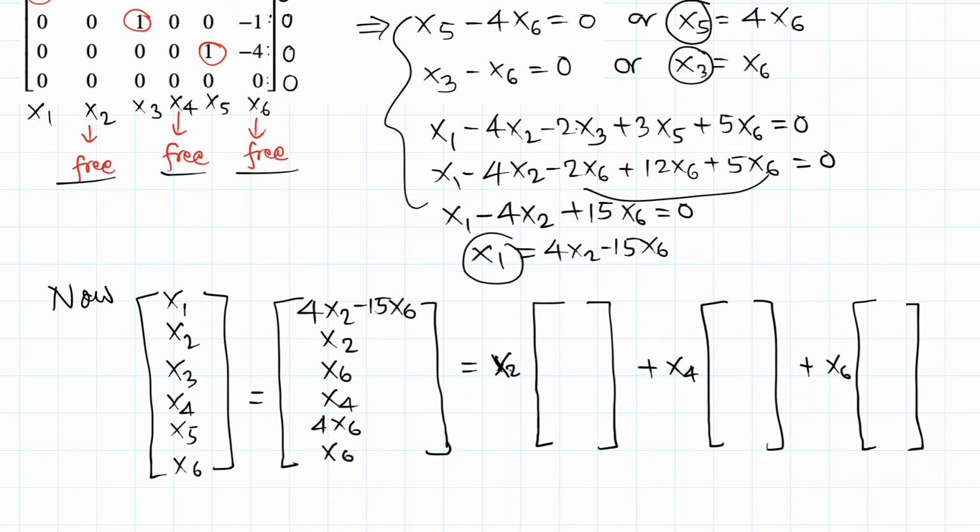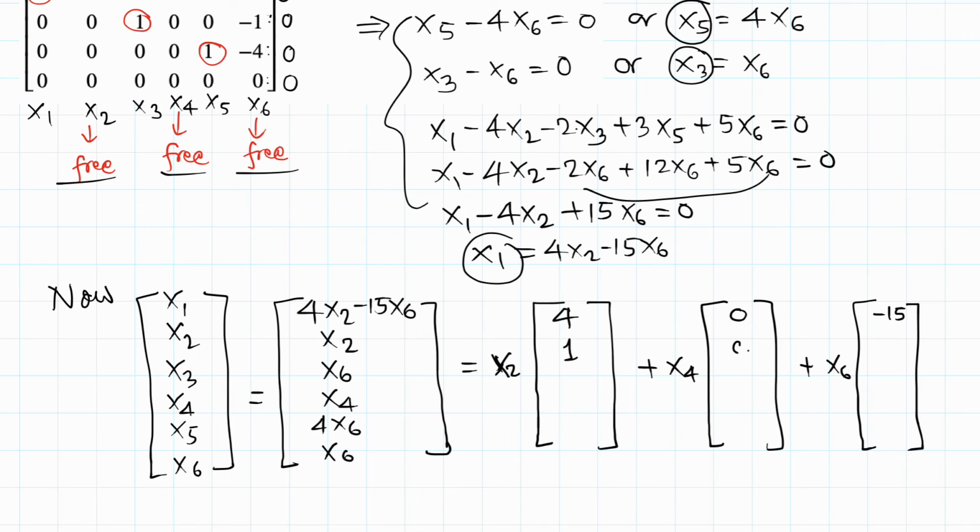Free variables means x2. Look at the very first one. I could have written 4x2, so here is the 4x2, and minus 15x6. So for x6, that's minus 15, and there is no x4, so we can simply write 0. If we distribute x2 and add, we get this first component, 4x2 plus 0 minus 15x6. That's what we have here. For x2, the second component is 1.